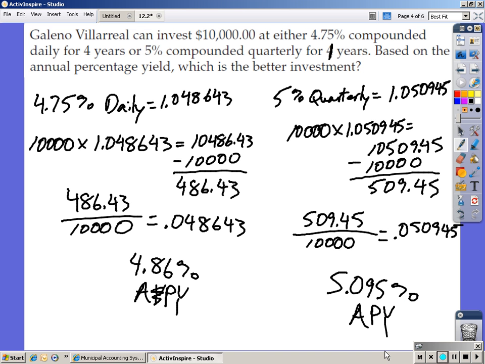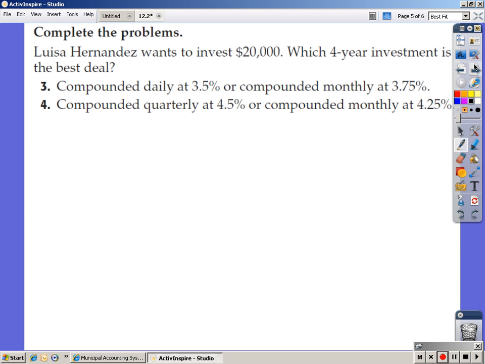Okay? So the question says, based on the annual percentage yield, which is the better investment? You always go with the highest APY. So the better investment is 5% quarterly as opposed to 4.75% daily. Okay, even though daily is compounded more often, the quarterly at the higher rate gives you a higher rate of return. Okay? All right, let's go ahead. Let's try problem 3 and 4 of your homework. Press pause, resume play when you're ready to see it worked out.